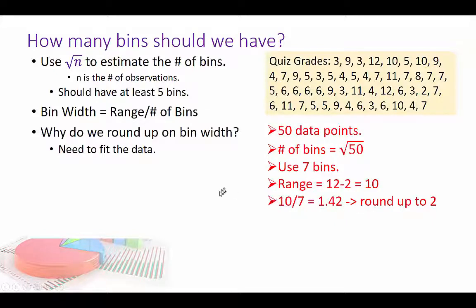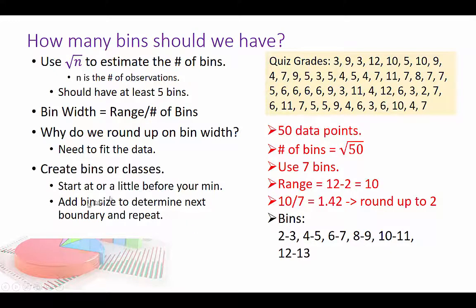Now you might ask, why do we round up on bin width? Well, remember that these bins are like buckets, and we need buckets that are big enough to hold our data. I could use a decimal bin width of 1.5, and that would be acceptable, but we prefer integer values, so round it up to 2. Now, that gives me the following bins: 2 to 3, 4 to 5, 6 to 7, 8 to 9, 10 to 11, and 12 to 13.